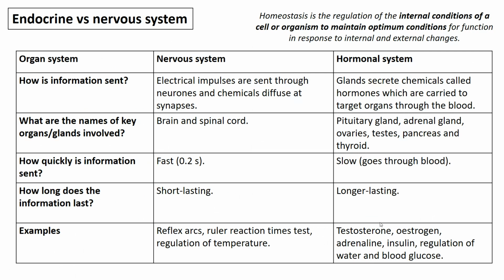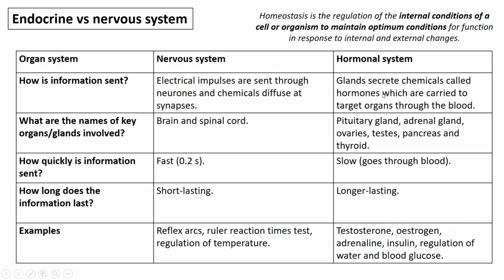So I said there were two different mechanisms of homeostasis. One was endocrine and the other was nervous system. We've looked at the nervous system and how we respond to the environment using that. The other system is the endocrine system. So that's our hormonal system. And so remember, homeostasis is regulating the internal conditions of a cell or organism. And sometimes we need to do that very quickly, which is where the nervous system comes in. Sometimes this could be more slowly, which is where your endocrine or hormonal system comes in.